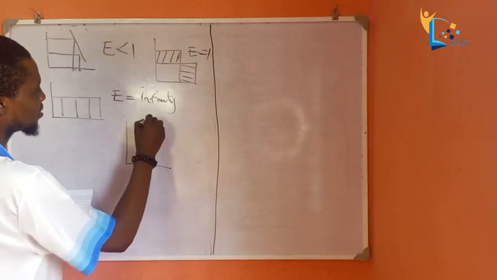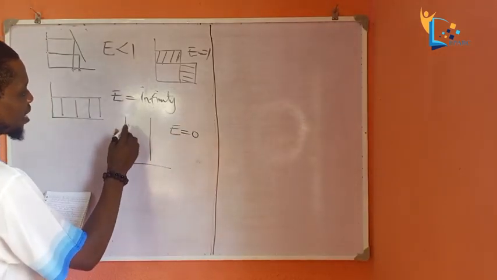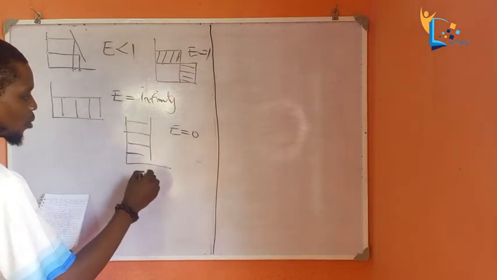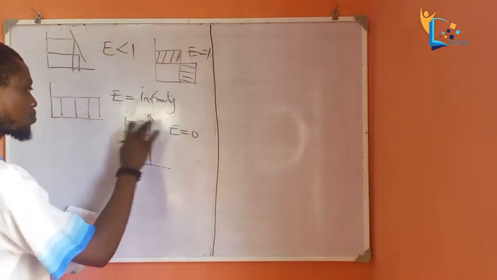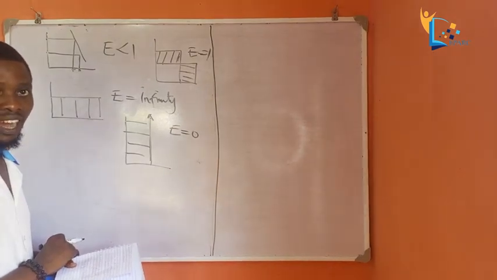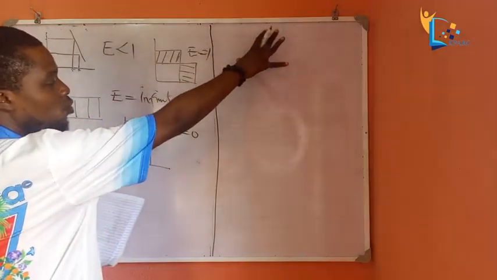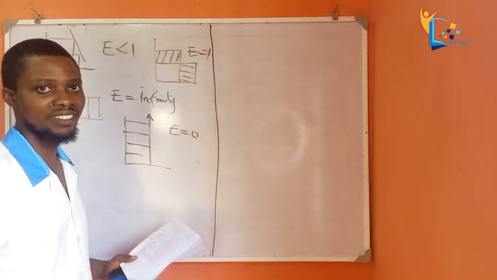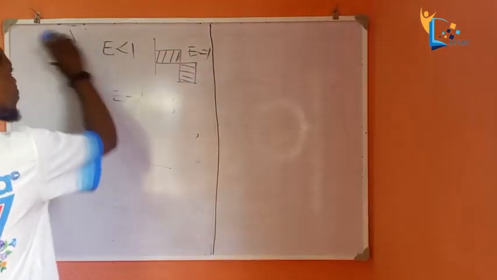Here, elasticity is equal to 0. So here we have different prices, but the same amount of quantity demanded. Are we together? Okay. So that's about the coefficients of elasticity. Now we are going to look at the elasticity itself, one after the other.